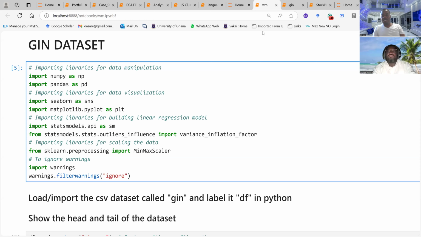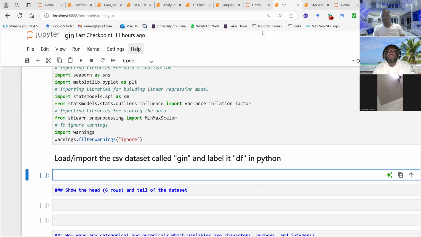Do you know which command you have to type? Because I'm waiting for you to do that. And then if you are lost, I teach you, I guide you. What command do you have to type to load a data set?